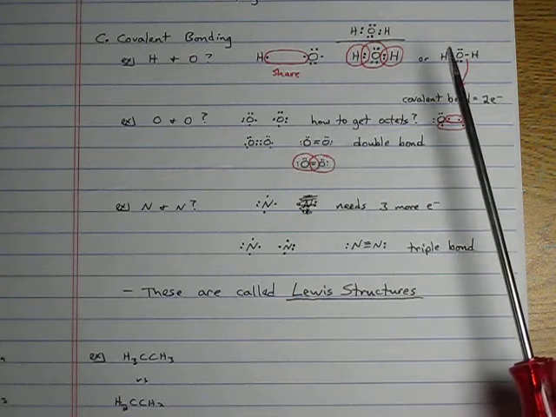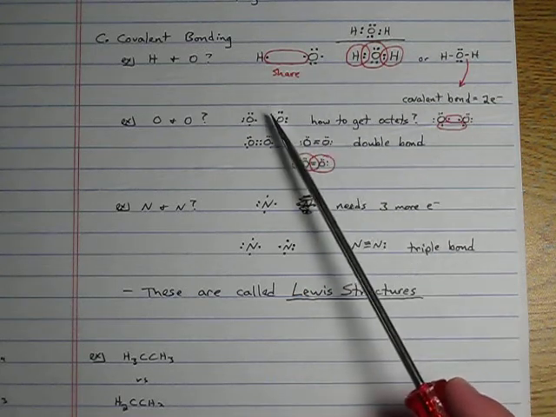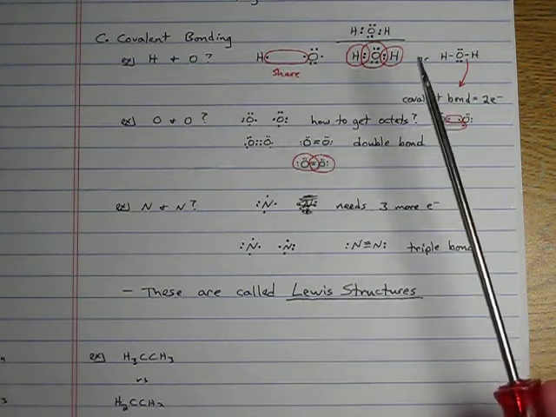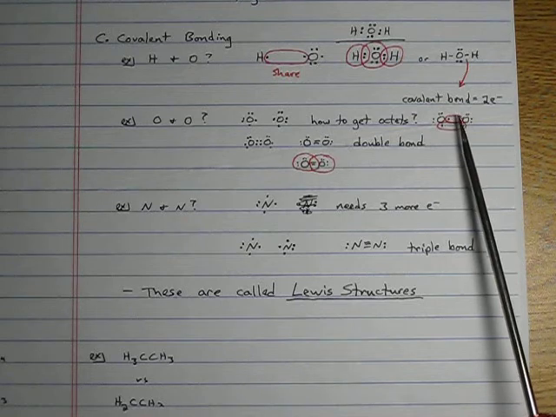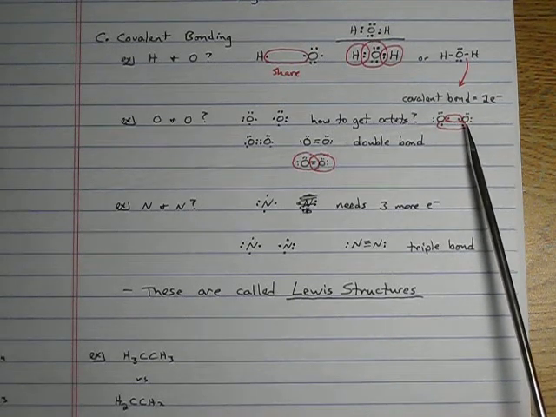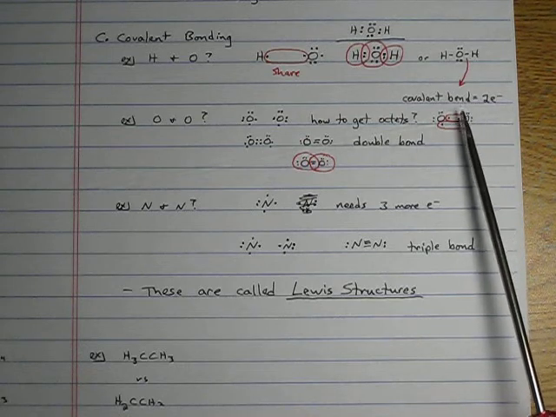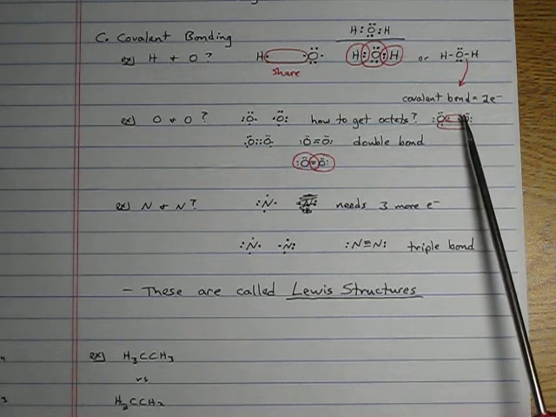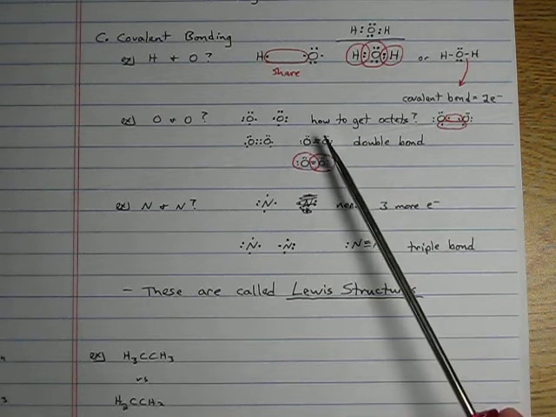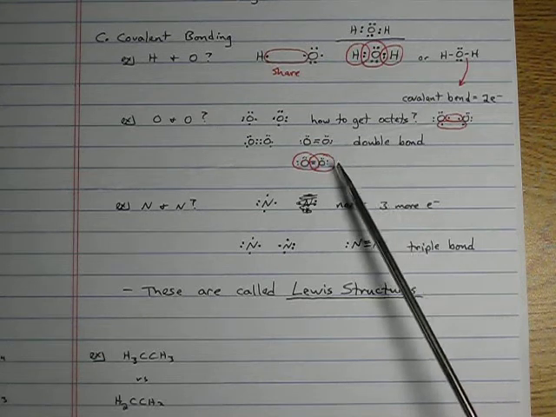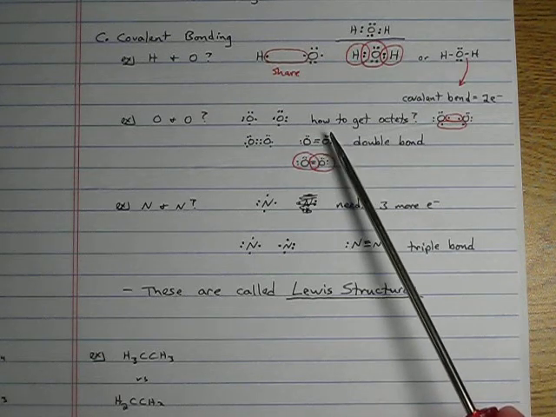It wants 8. So how do we get an octet? Well, if we shared this pair and we shared these 2 electrons down here. So we're going to share these 2 electrons between the 2 oxygens and these 2 electrons between the 2 oxygens. And we're going to write that, well, if we've got a covalent bond is 2 electrons. Here we have 2 electrons here. Here we have 2 electrons here. 2 lines. We call that a double bond. And when we count the electrons, recall all electrons in a bond get double counted.